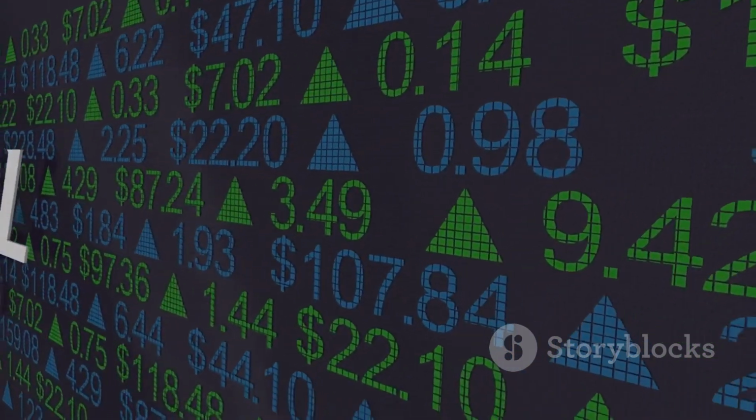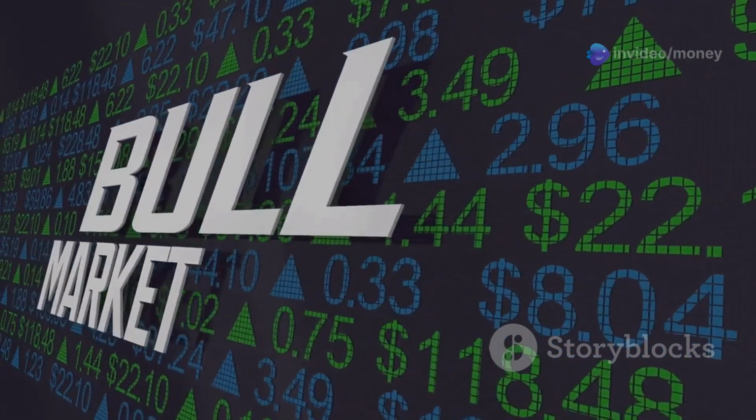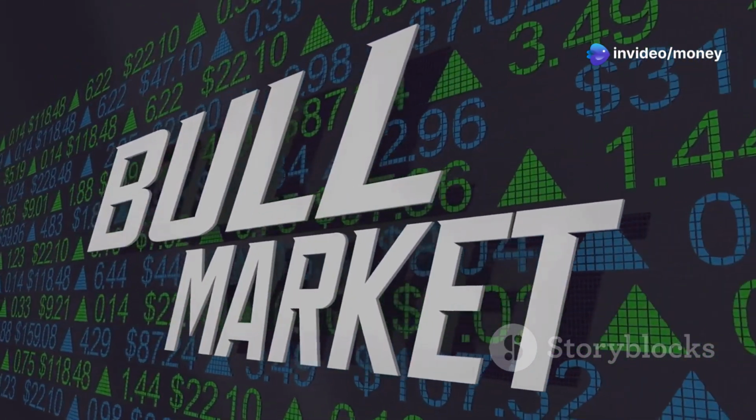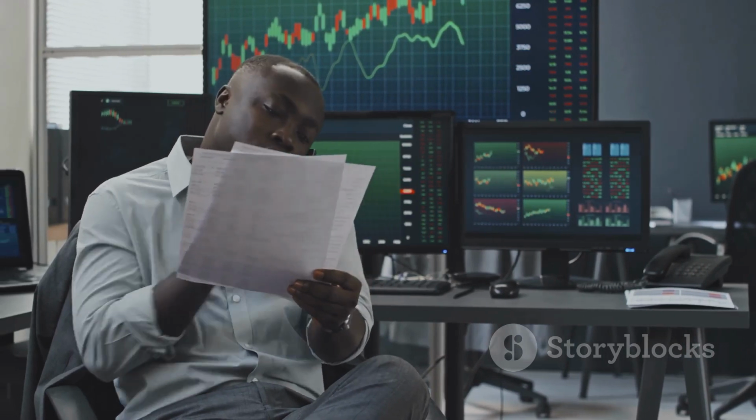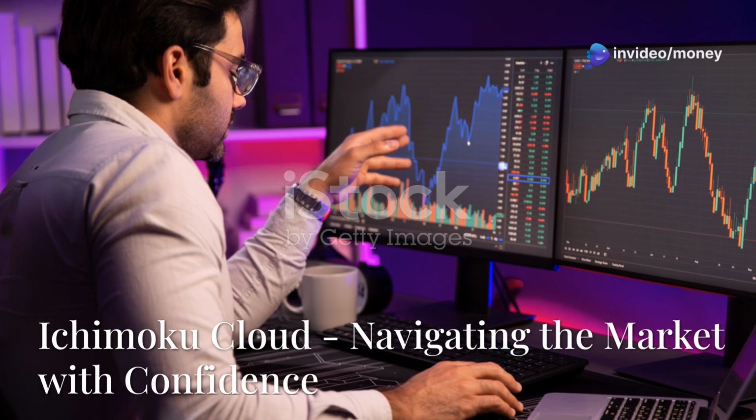Think of it like this. The ADX is your market strength coach. It tells you when the market's pumped up and ready to make big moves and when it's just going through the motions. By combining the ADX with your other trend-following tools, you can increase your chances of catching those powerful trends and avoid wasting time and money in choppy, directionless markets.